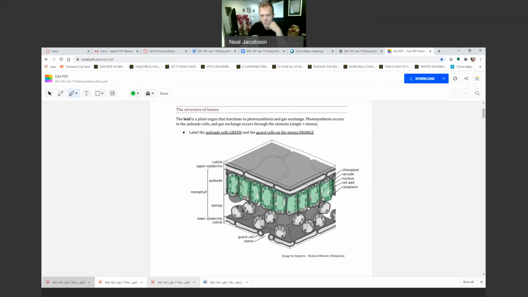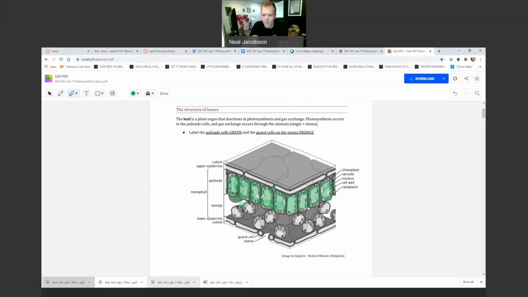And then the guard cells are down here on the bottom of the leaf. There will be some guard cells on the top of the leaf, but there's guard cells. Oh, hold on a second. All right, just a brief interruption. My kid's Kindle died. So such is life on this online forum that we're on.